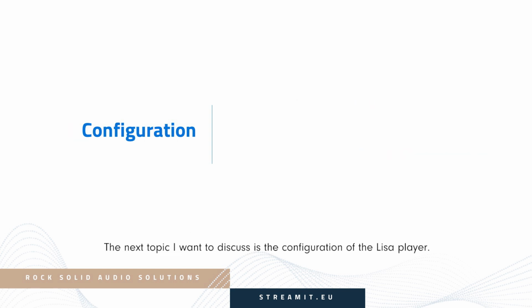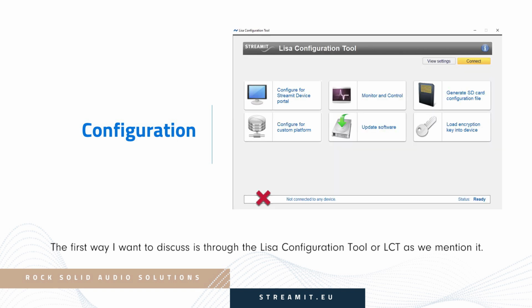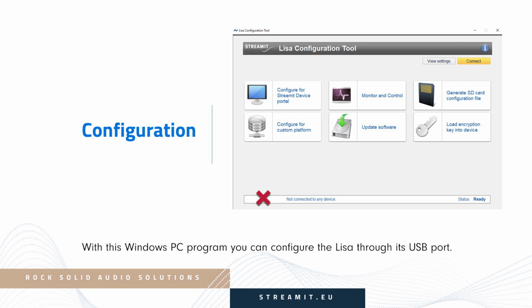The next topic I want to discuss is the configuration of the Lisa player. The first way I want to discuss is through the Lisa configuration tool, or LCT as we call it. With this Windows PC program you can configure the Lisa through its USB port. As you can see in the screen, we haven't updated the texts in this tool for Claudio yet. So for new users, it's important to know that Device Portal is the old name of Claudio. The Lisa configuration has not changed after we introduced Claudio, so you can use this tool without any further remarks.